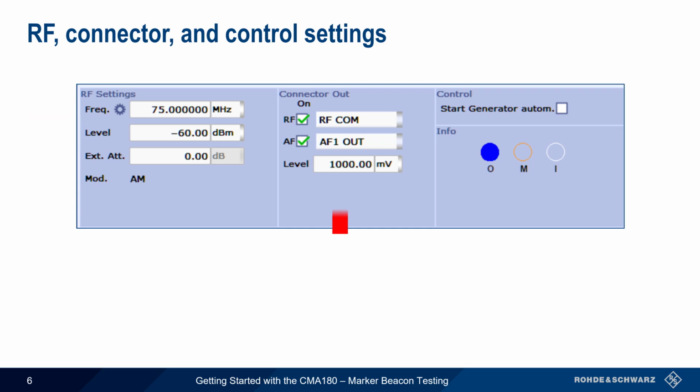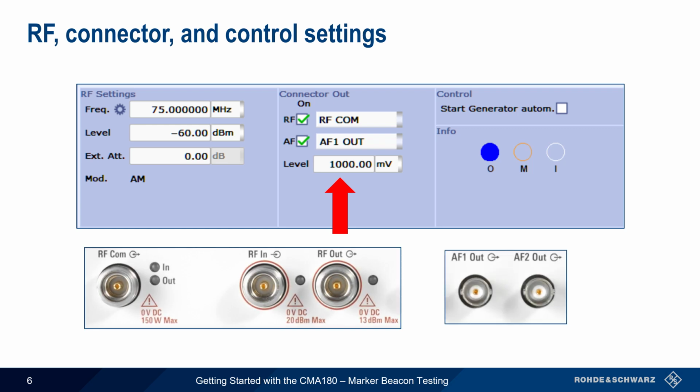In the center, we can select which connectors are used for outputting the RF and/or AF marker beacon signal. Note that these can be enabled or disabled individually using checkboxes. The level setting in units of volts is the level of the audio frequency signal. And on the right, the checkbox Start Generator Automatically will cause the CMA to begin transmitting the marker beacon signal as soon as the Generator tab is selected.